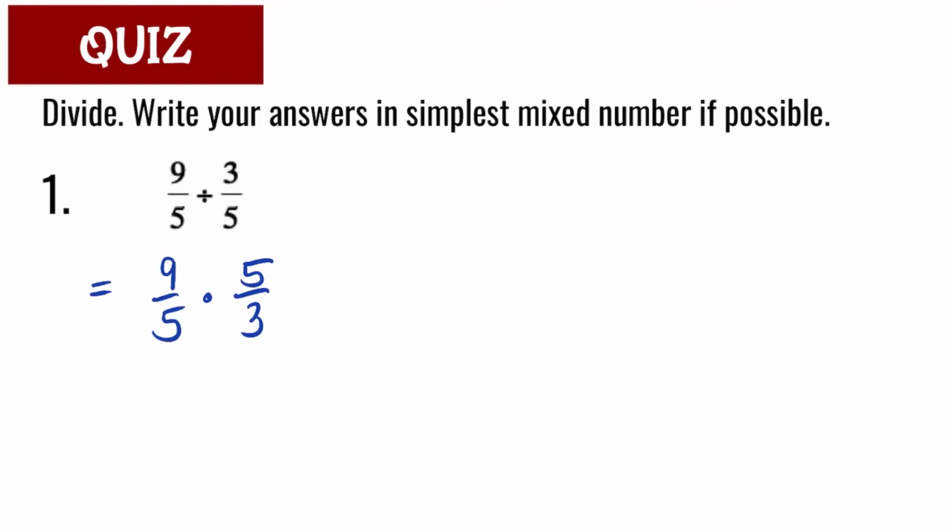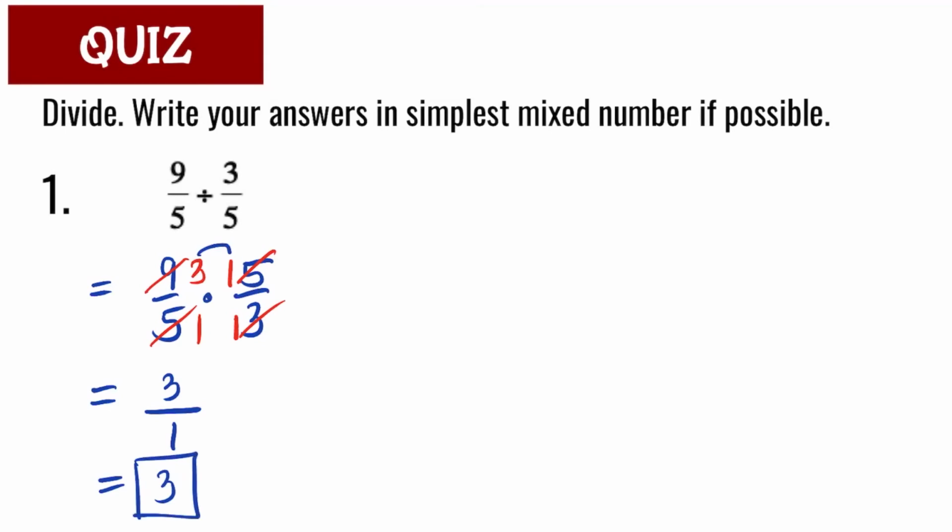Using the shortcut method, we can reduce 5 divided by 5 as 1 and 1. We can also divide 9 divided by 3, and that is 3 over 1. So now we multiply the numerators, 3 and 1, that is 3. Denominators, 1 and 1, which is 1. And of course, 3 divided by 1 is just 3. So the answer for question number 1 is 3.